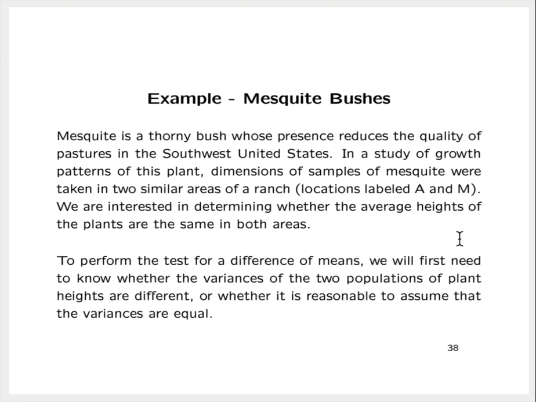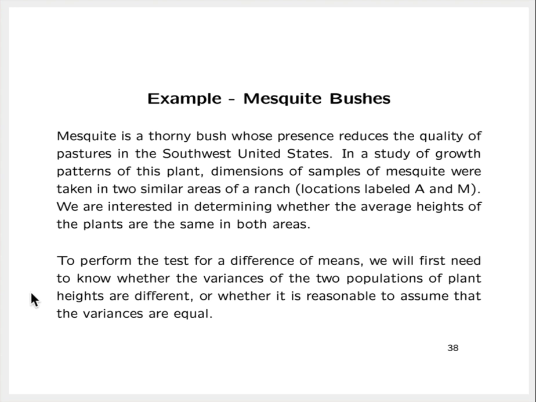Now let's look at another example. Mesquite is a thorny bush whose presence reduces the quality of pastures in the southwest United States. In a study of growth patterns of this plant, dimensions of samples of mesquite were taken in two areas of a ranch. The two areas of the ranch are labeled A and M. We are interested in determining whether the average heights of the plants are the same in both areas.